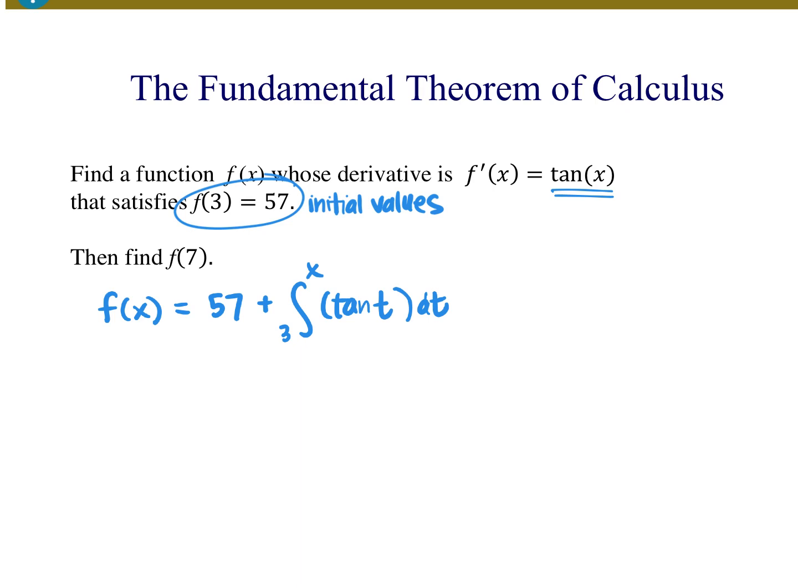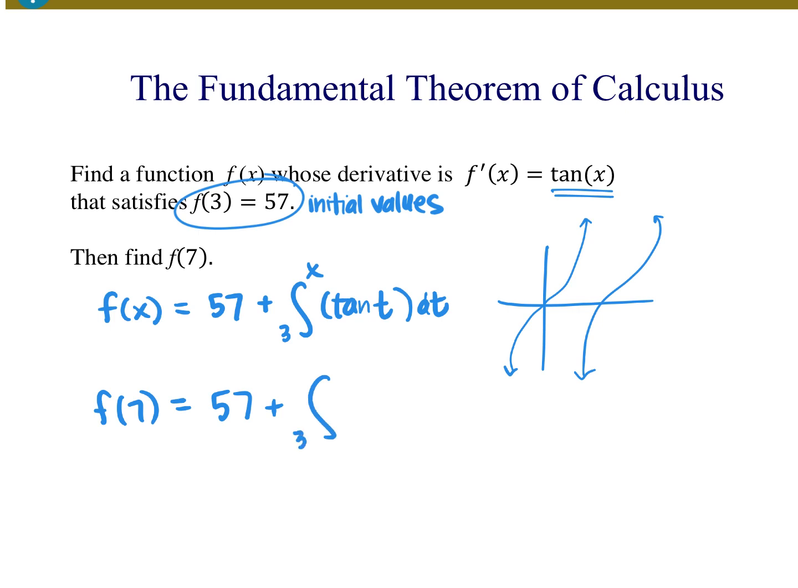That's the beginning. And now to find f of 7, it means you're going to stop at 7. So I'll be starting at 3. If I was drawing this, I'd be drawing a tangent curve that picks up starting, I've already got 57 in the bank, and then I want to start at 3 and move forward to 7 and basically accumulate all the area under there. So f of 7 then would start with the 57. It would go from 3 to 7 as my stopping point of the tangent of t dt.